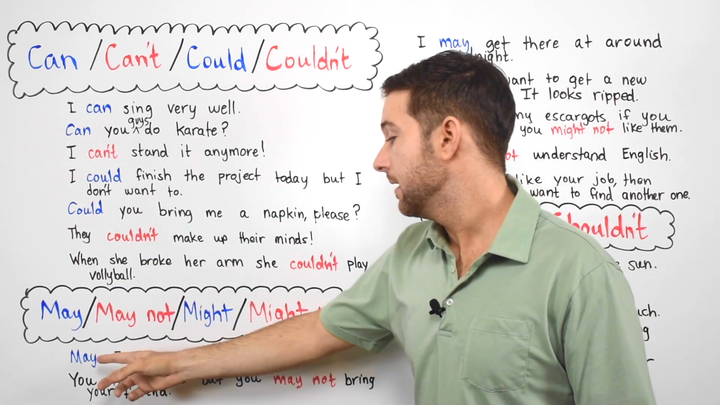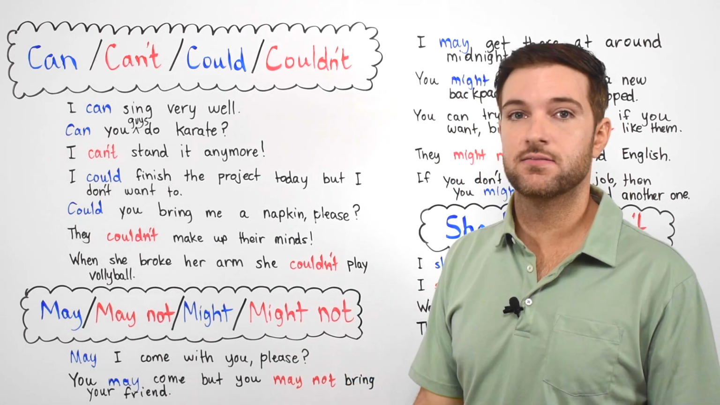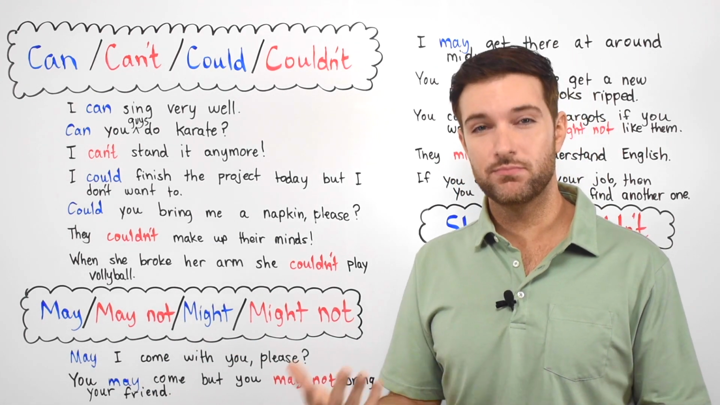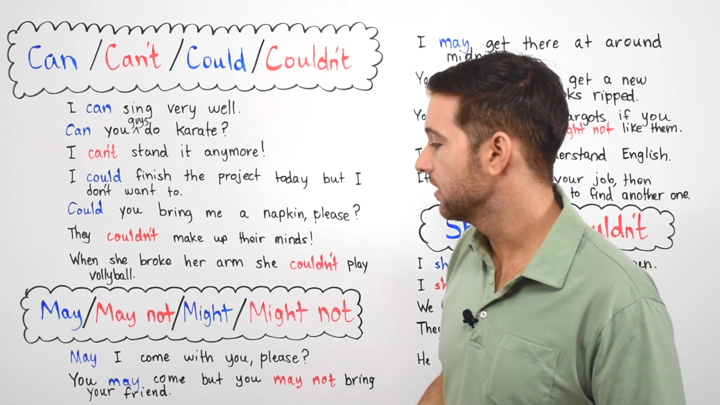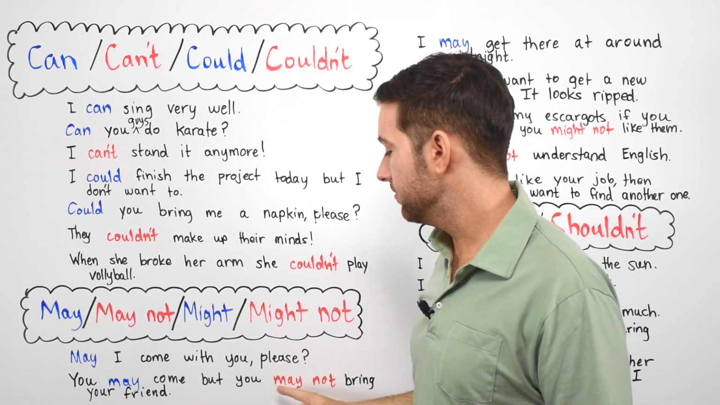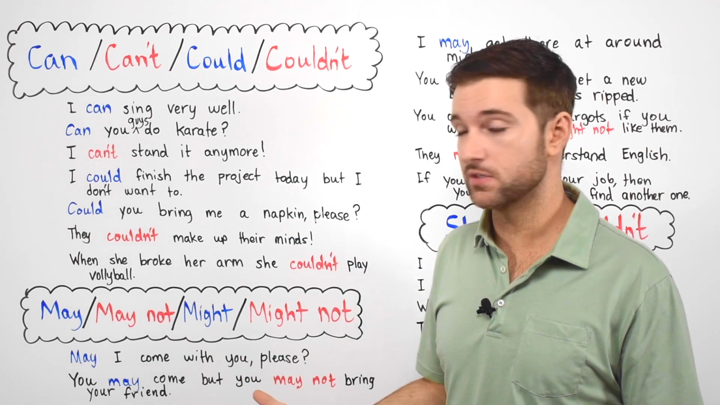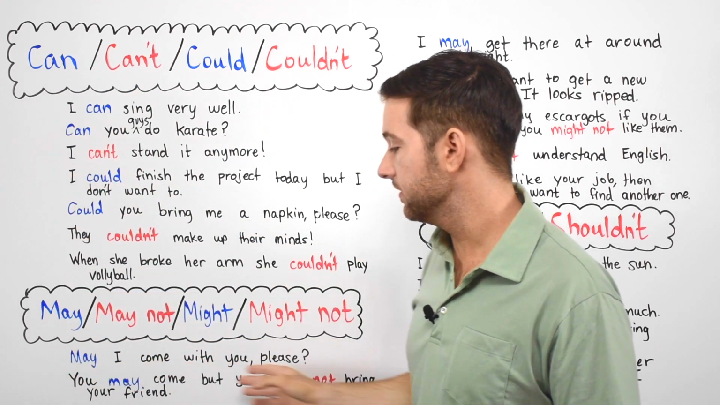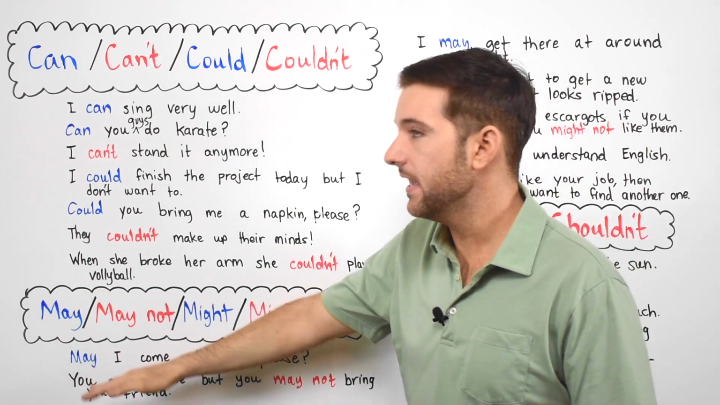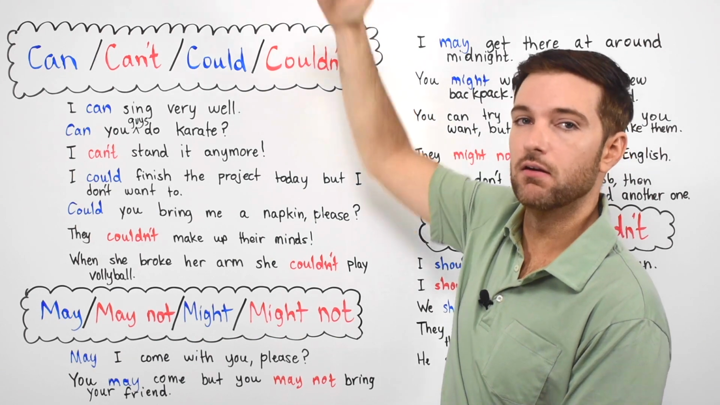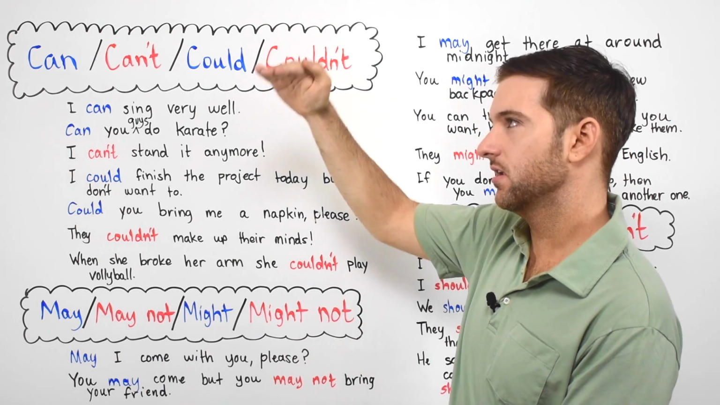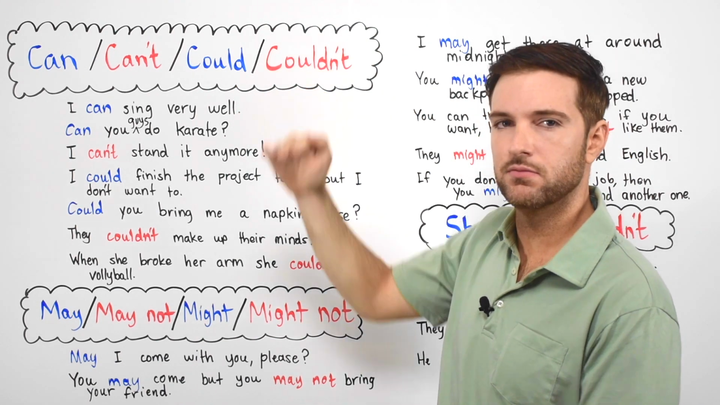For example, may I come with you, please? May I please come with you? May I come with you, please? Okay, you could also say, could I come with you? Okay, that also is very respectful. Or you could say, can I come with you, please? Okay, but may is like up here, all right? And could is up here, like right here, okay?